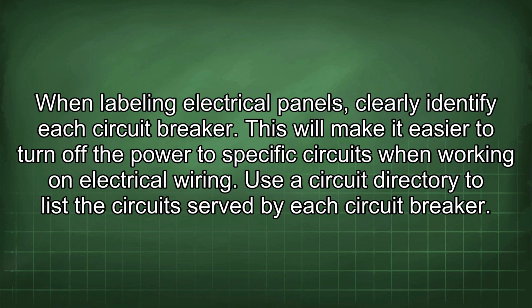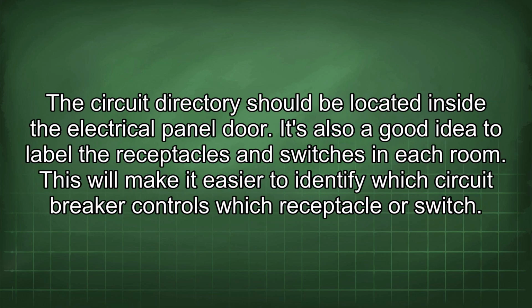When labeling electrical panels, clearly identify each circuit breaker. This will make it easier to turn off the power to specific circuits when working on electrical wiring. Use the circuit directory to list the circuits served by each circuit breaker. The circuit directory should be located inside the electrical panel door. It's also a good idea to label the receptacles and switches in each room. This will make it easier to identify which circuit breaker controls which receptacle or switch.